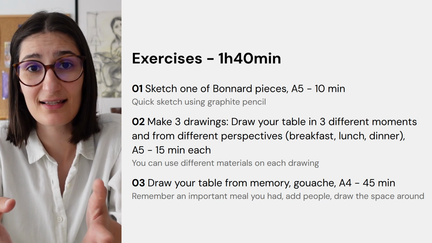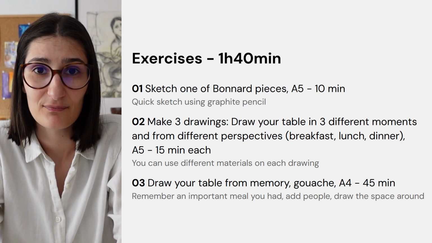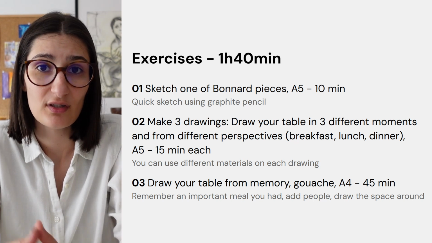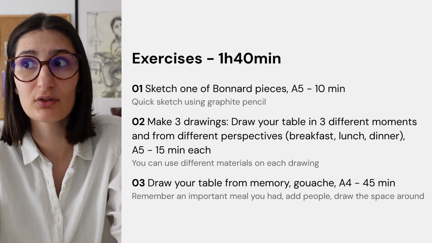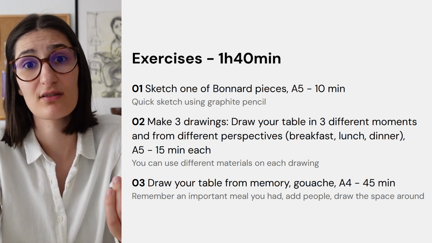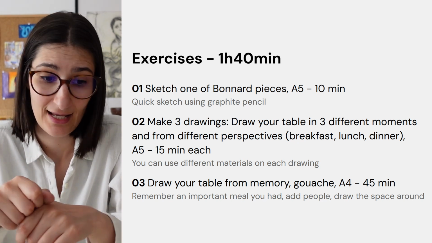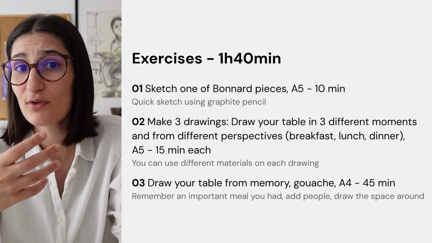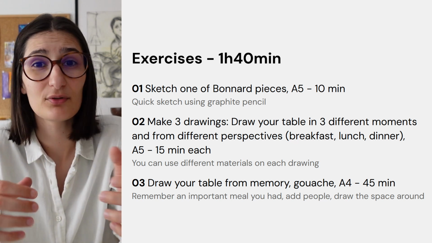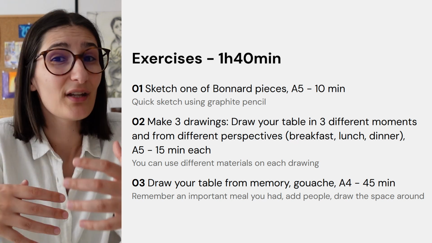Then the last exercise, I challenge you to draw a table from memory, and in this exercise you can use color. I suggest gouache, and you can use an A4 sheet of paper, or you can use another format like a square, for example. 21 by 21 centimeters is a great size as well, and the exercise should take 45 minutes. The idea is for you to draw from memory, so think about the special meal that you had. You can include people, you can include other objects, and they don't have to be obvious.